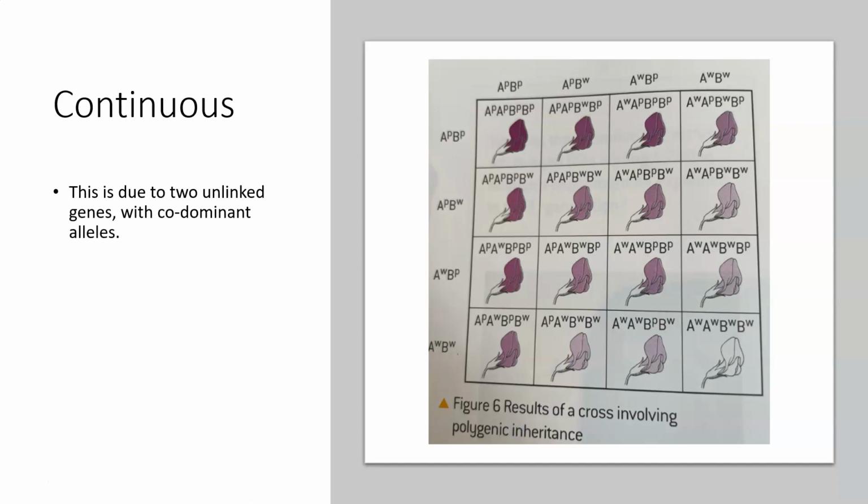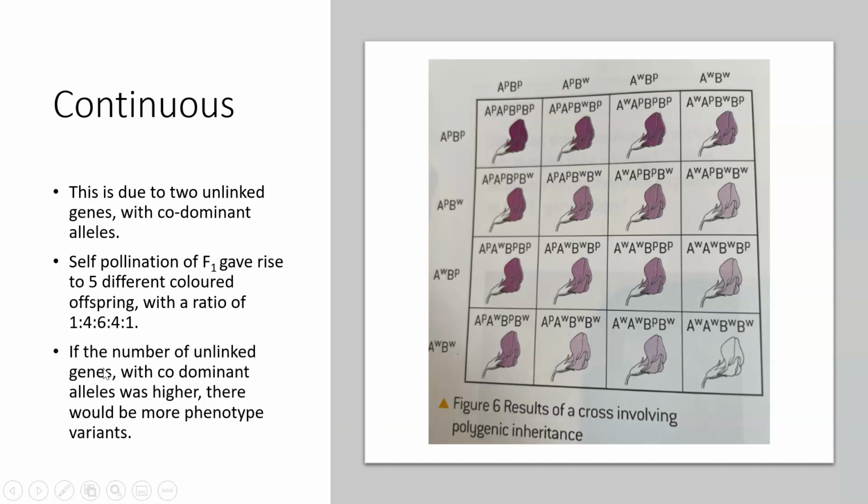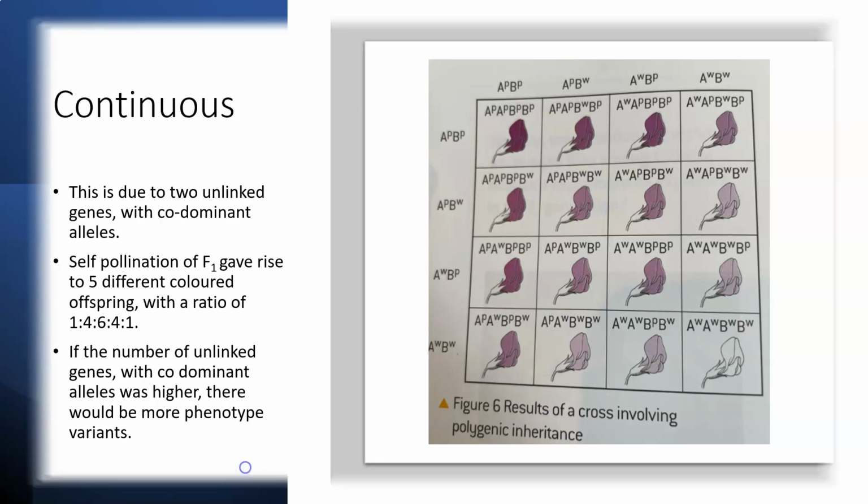So this was due to 2 unlinked genes, and basically they had co-dominant alleles. The self-pollination of the F1 gave rise to 5 different coloured offspring with a ratio of 1 to 4 to 6 to 4 to 1. So we've got one white, we've got one really dark purple, and then we've got the 4s, and we've got the 6s as well. If the number of unlinked genes with co-dominant alleles was higher, then you would have even more phenotypic variants. So the more unlinked genes you've got with co-dominant alleles, the more variants you get.